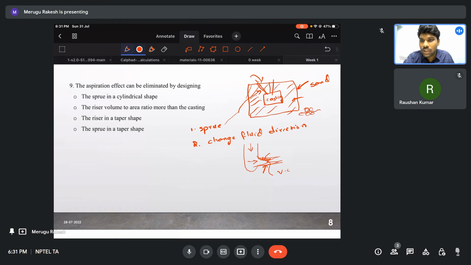So now going to the options. The sprue is in cylindrical shape. Yeah, we can, but it is not the ideal shape, so I will keep it aside. Next option is the riser volume to area ratio more than casting. Aspiration effect has nothing to do with the riser volume, so we can neglect. The riser is in taper shape. We don't need that. It is not related to riser. The fourth option is the sprue is in taper shape. Yeah, that is the correct option. The sprue should be in taper shape.